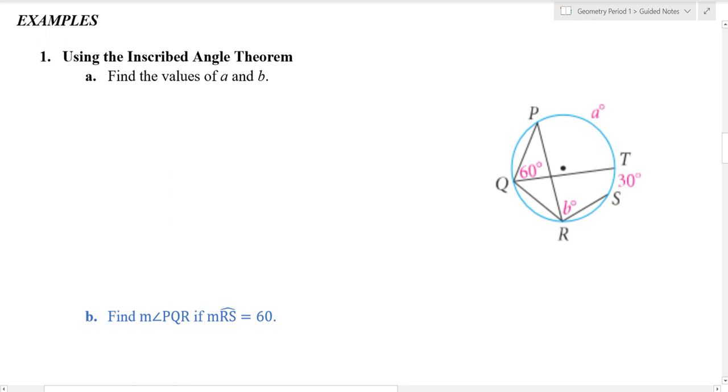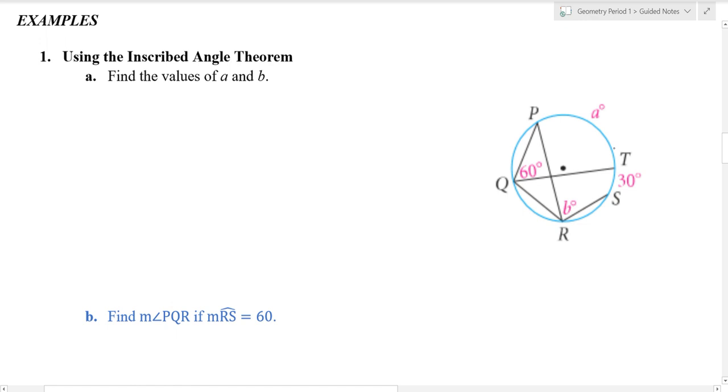Number 1, part A, using the inscribed angle theorem, find the values of both A and B. So let's take a look at the diagram here on the right. The first thing that we're going to do is solve for A first. Notice that A is in degrees and is an arc. That arc is known as PT, from P to T.